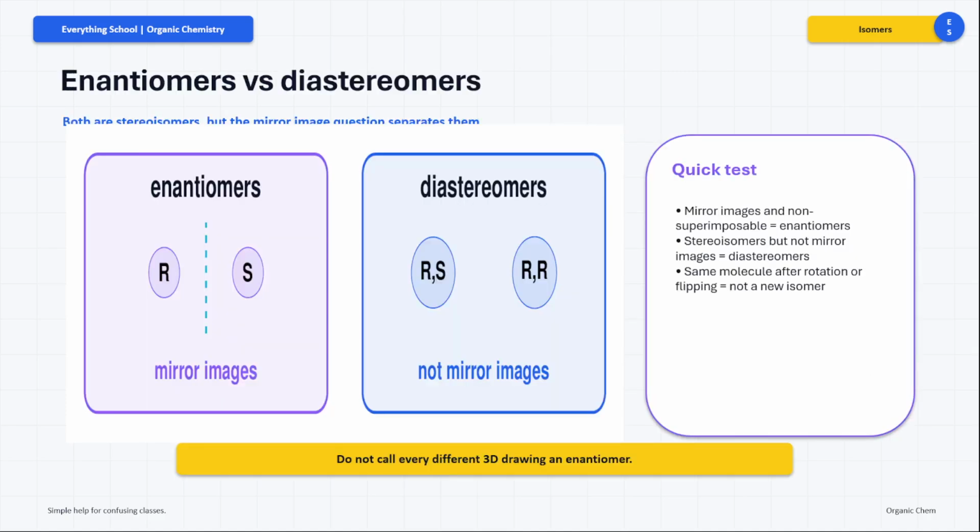Slide 17. Enantiomers versus diastereomers. Enantiomers are stereoisomers that are non-superimposable mirror images.